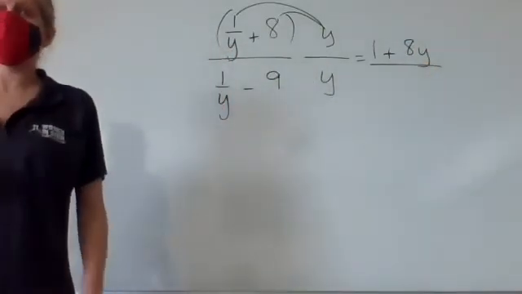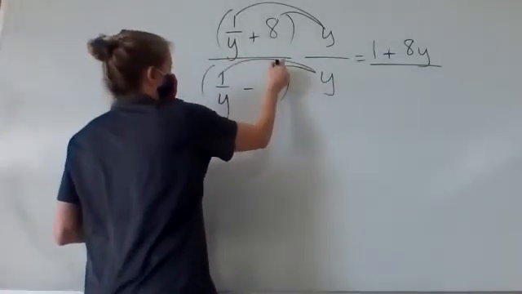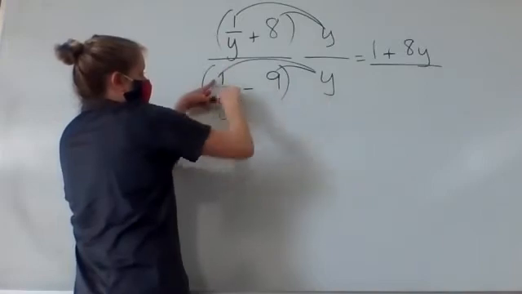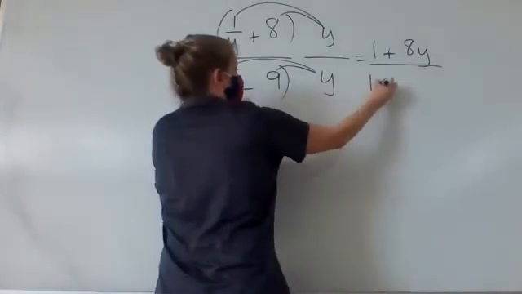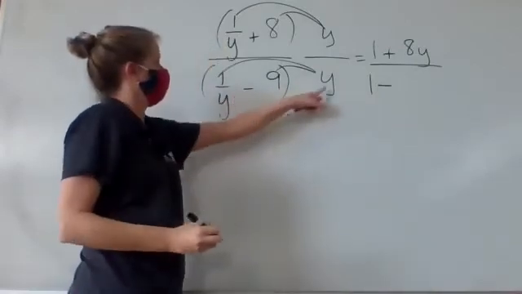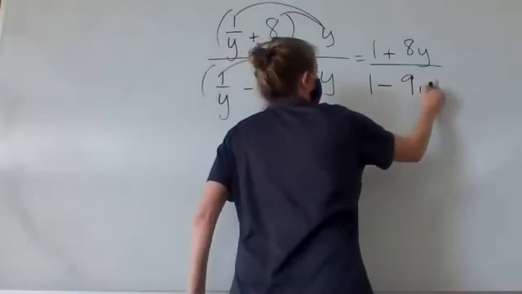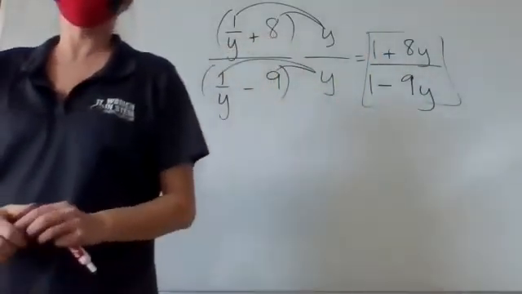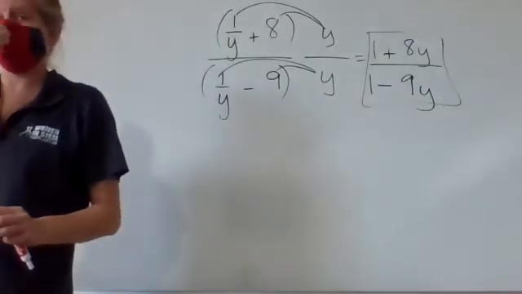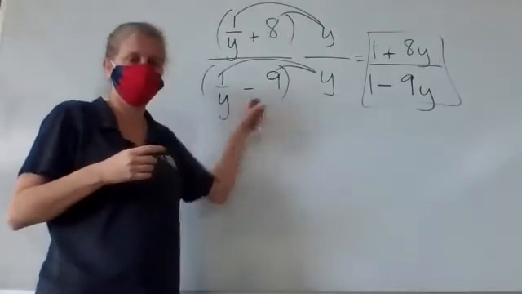And the same thing in the bottom. The y goes to both of these. So again, it cancels the y in the bottom here. So I'm just left with that 1 minus y times 9, 9y. And that's your answer. That's what we did in the work today, right? We used the denominator to help us cancel.